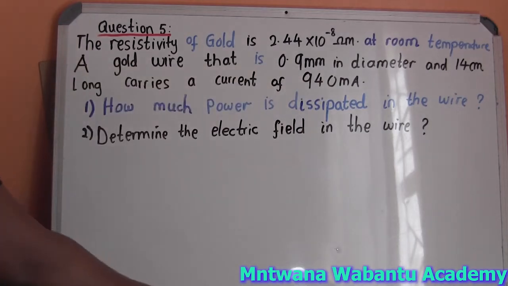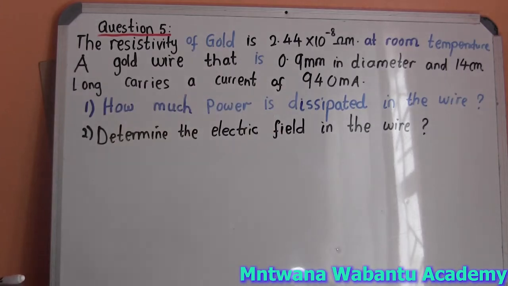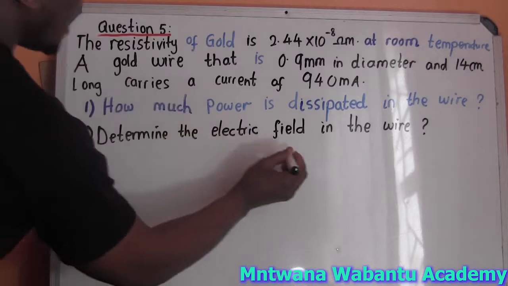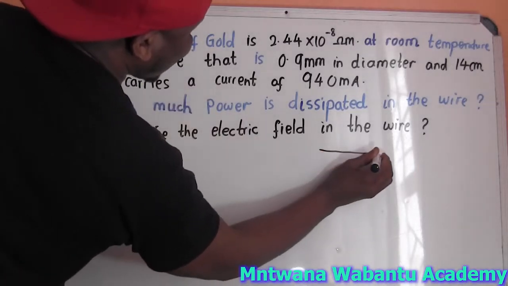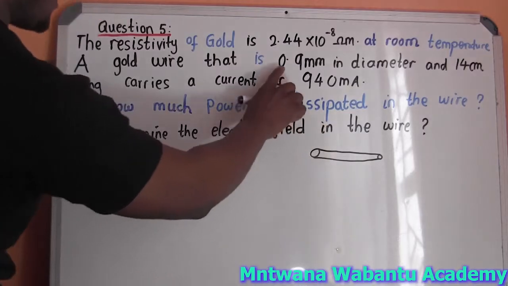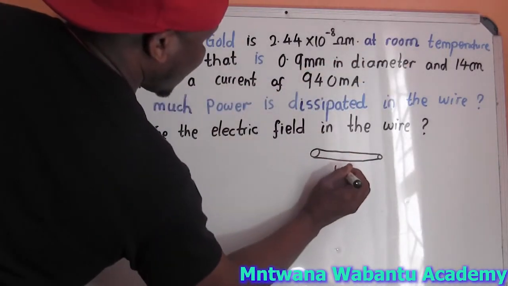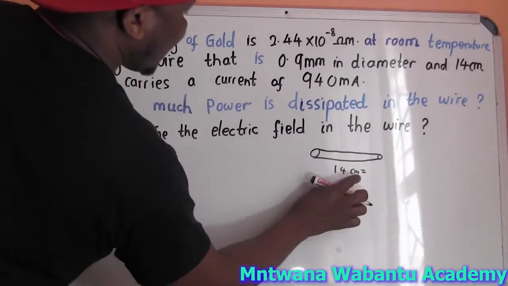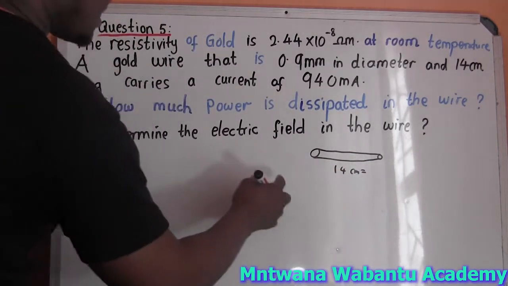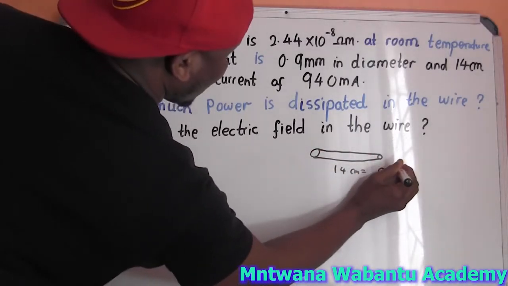So first and foremost, let's see how much power is dissipated in the wire. So now, let's assume this is some type of wire. Okay, so this wire here, we have a length of 14 centimeters. First and foremost, I'll change this centimeter to meter. If you want to change centimeter to meter, you just divide by 100, which is going to be 0.14 meter.